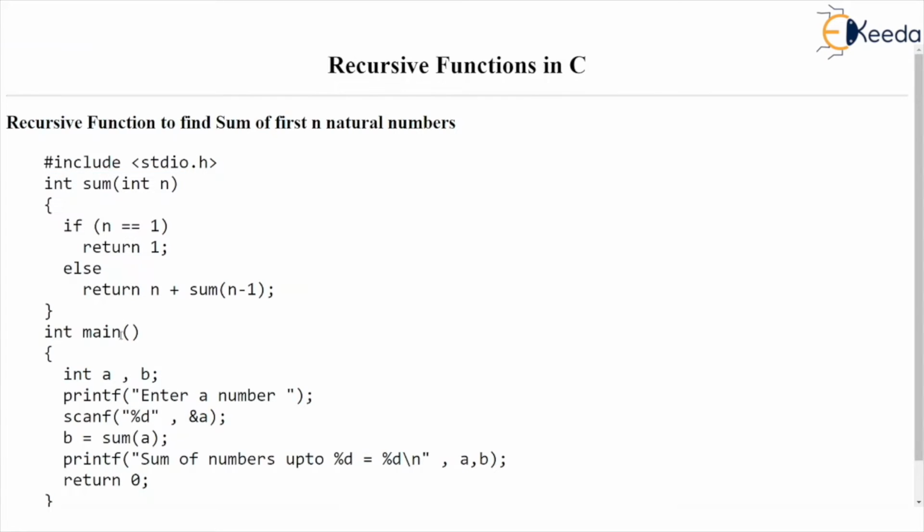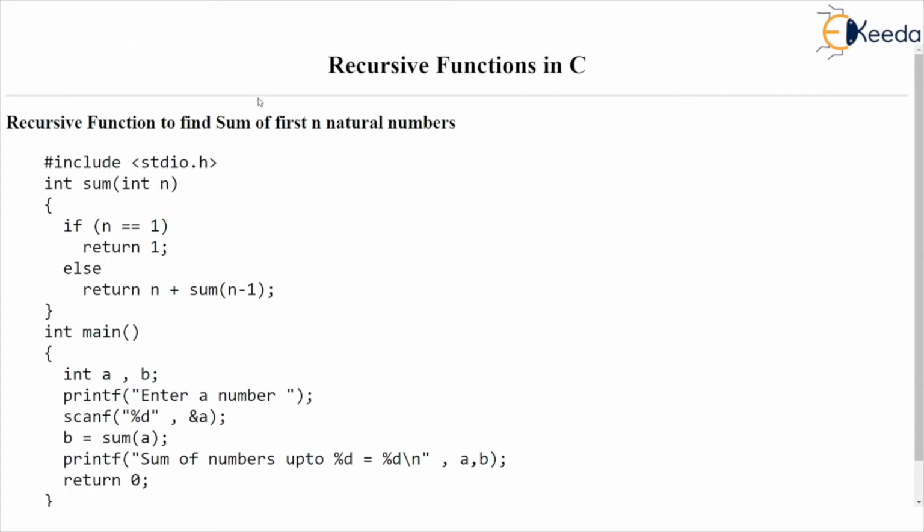Let's see what main is doing. Main will ask the user to enter some value a. Let's assume a entered by the user is 3. So we are interested in finding the sum of 3 numbers as a is 3. That means we want to find 1 plus 2 plus 3. So here comes the call to the function: b is equal to sum(a). Definitely this call is b equal to sum(3) because a is 3, and the function starts with the parameter n as 3.